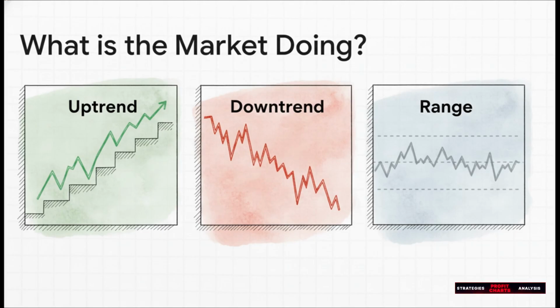Is the market in a clear uptrend? You know, making that classic staircase of higher highs and higher lows? If so, our bias is naturally bullish. Or is it in a downtrend with lower lows and lower highs? Well, then our bias is bearish. Or is it just kind of stuck, chopping sideways in a range?